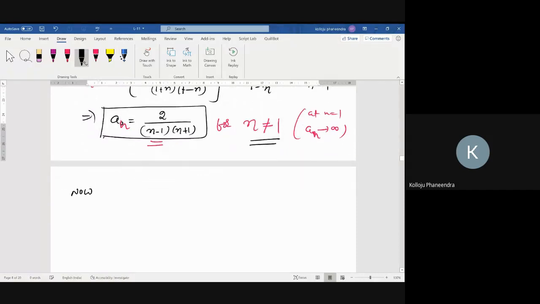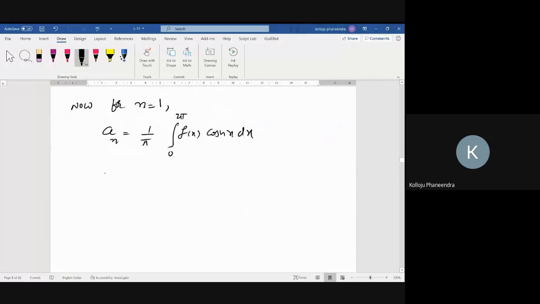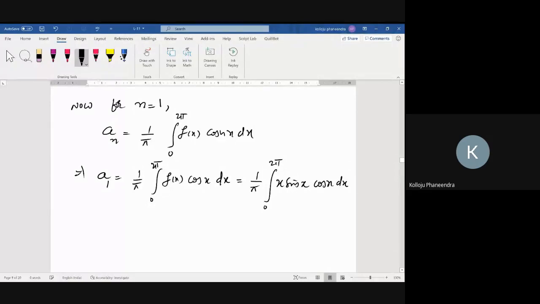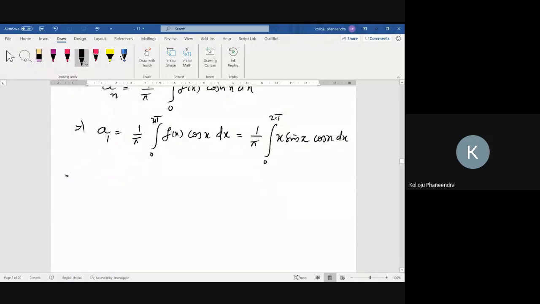Therefore, now I have to calculate this one separately. For n equal to 1, what is the an formula? This is 0 to 2 pi f of x into cos nx dx. Now a1 becomes 1 by pi, 0 to 2 pi f of x into cos x dx. So 1 by pi, 0 to 2 pi, the function is x into sine x, x into sine x cos x dx. We have to calculate a1 separately, when it is not defined, by using the formula again.